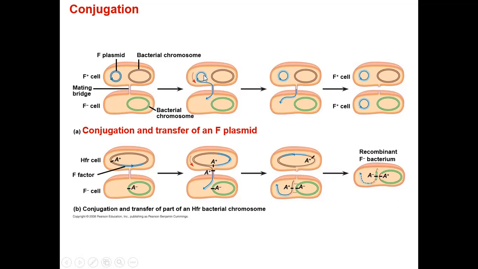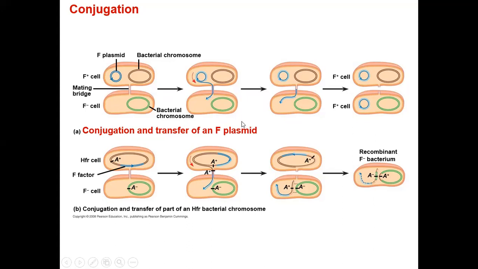So through the mating bridge, what will happen? Look here very well. Through the mating bridge, the F factor is transferring from this bacteria, that will replicate and transfer into this bacteria. Whenever it has reached this bacteria, both of the cells are now F plus. This one is F plus now and this one is also F plus now. It is clear, right? Okay.